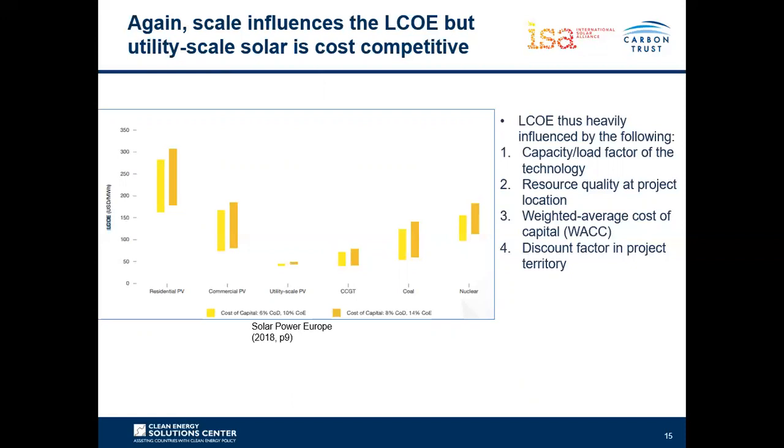Another factor that affects the LCOE is the resource quality, which would be, in this case, the sunshine hours received, and this varies by location. The weighted average cost of capital, as we can see in the diagram, and the discount factor used in the LCOE are the main factors that affect the LCOE figure for the technology type.